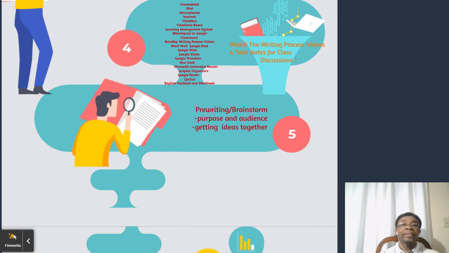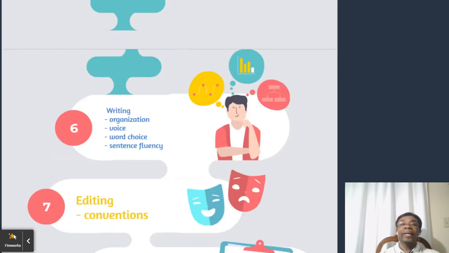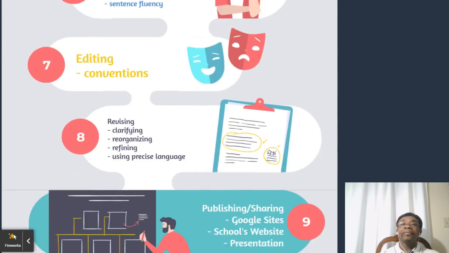Okay, and this is number 5 here. Go through the pre-writing process or the brainstorm process again. And the next, the writing, which deals with organization, voice, word choice, and sentence fluency. Here we have editing and convention and revising: clarify, reorganize, reusing precise language. I think that one should have been done before. Editing and convention.